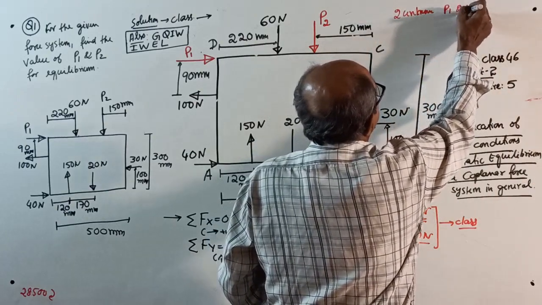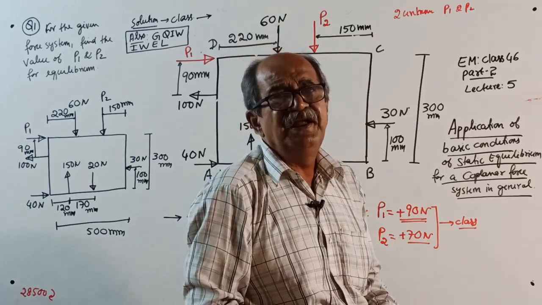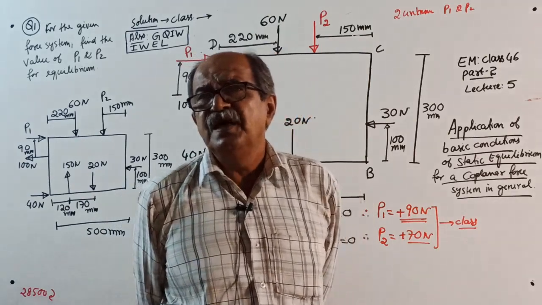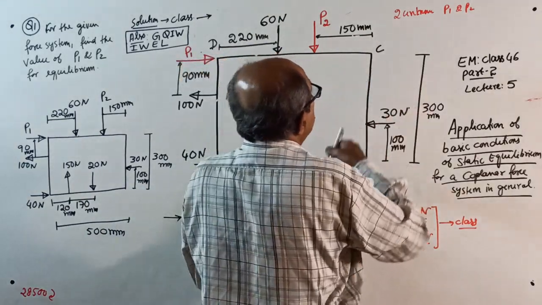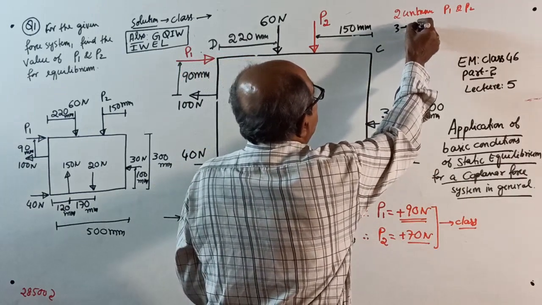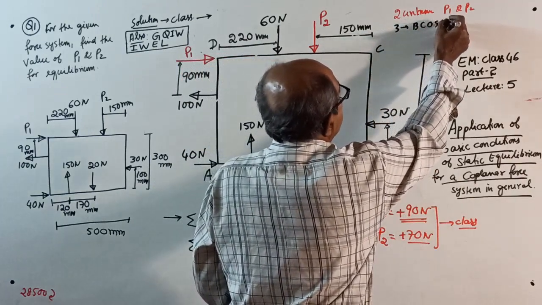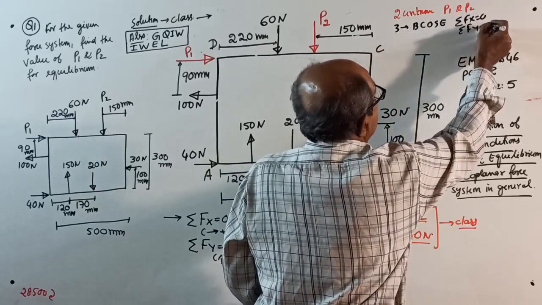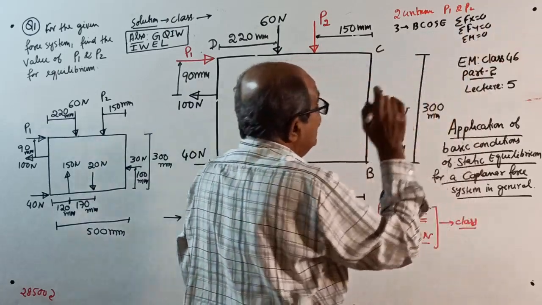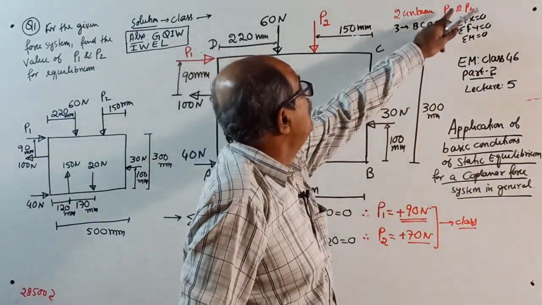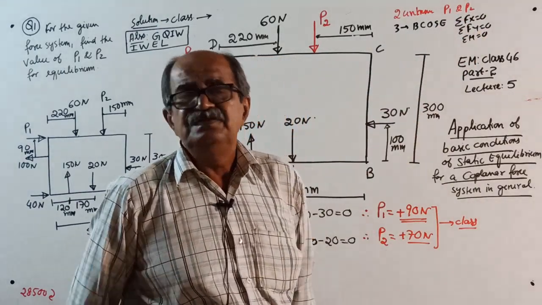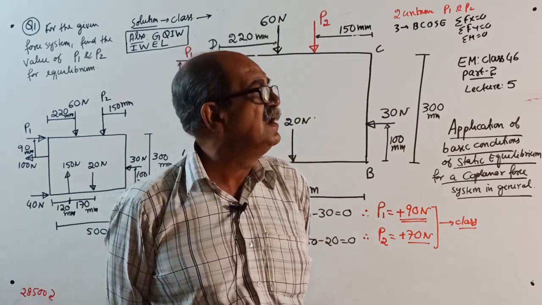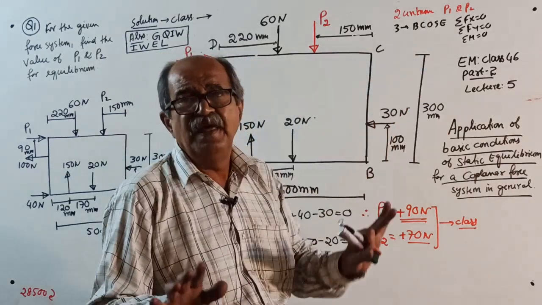Namely P1 and P2. Now come to the basic conditions of static equilibrium for coplanar. For a coplanar force system, there are 3 basic conditions of static equilibrium, namely sigma Fx = 0, sigma Fy = 0, and sigma M = 0. Therefore, only 2 unknowns, 3 conditions are there. Actually, this question was given in an examination. I don't want to tell where. Anyway, we will first solve, then I will come to the concept.